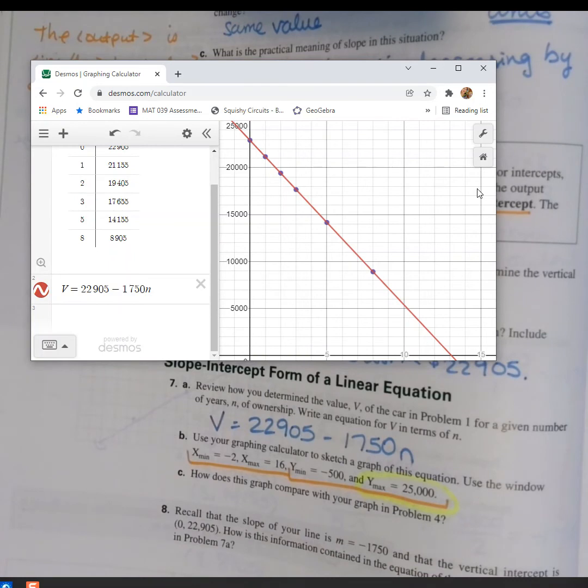Now, how does this graph compare with our graph in problem 4? So we should just be observing that the graph of the line matches the graph of the data very well.